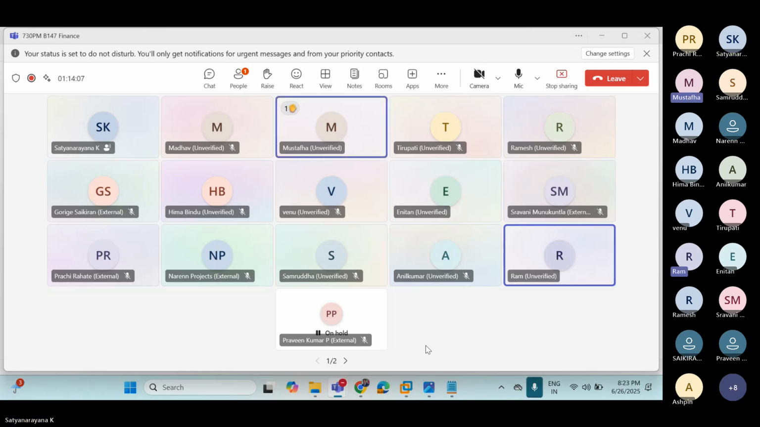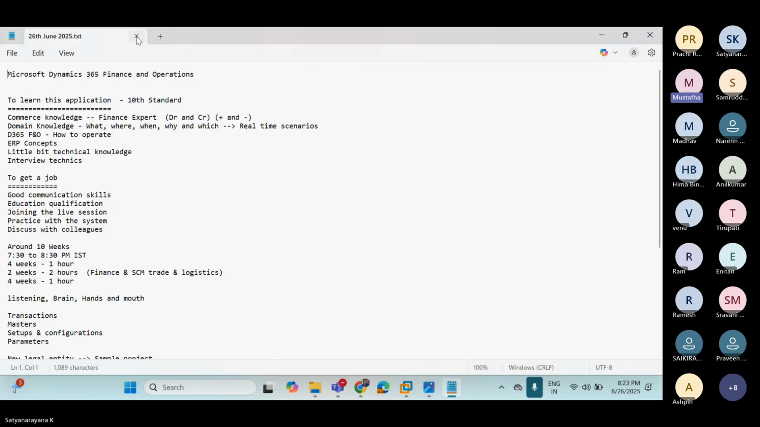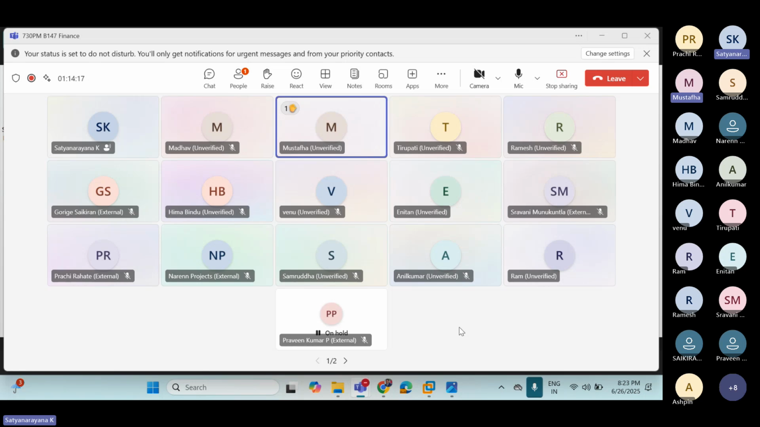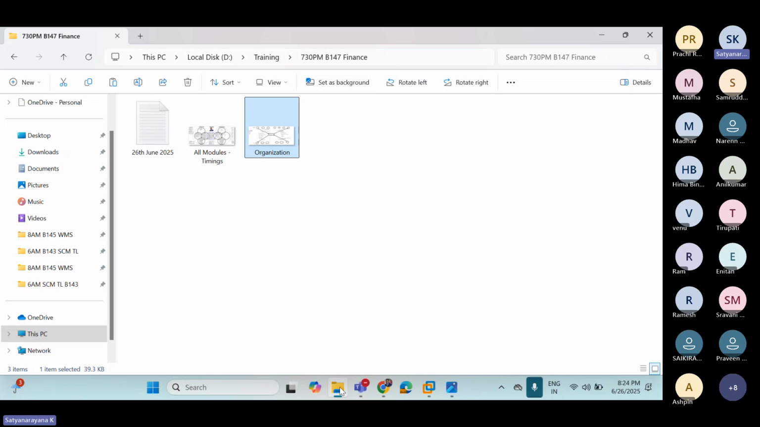Sir, yes, will you please provide job oriented training? For example, we are working in different projects. Once we complete the training, we are working in different projects like implementation, support kind of thing. So in that case, do you provide job oriented training so that we can handle the real time situation?